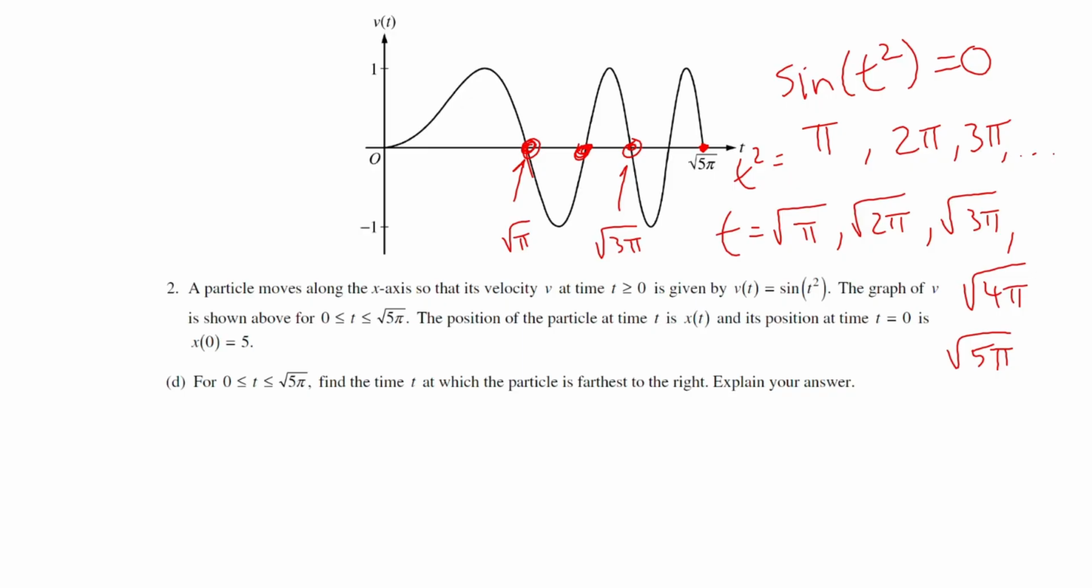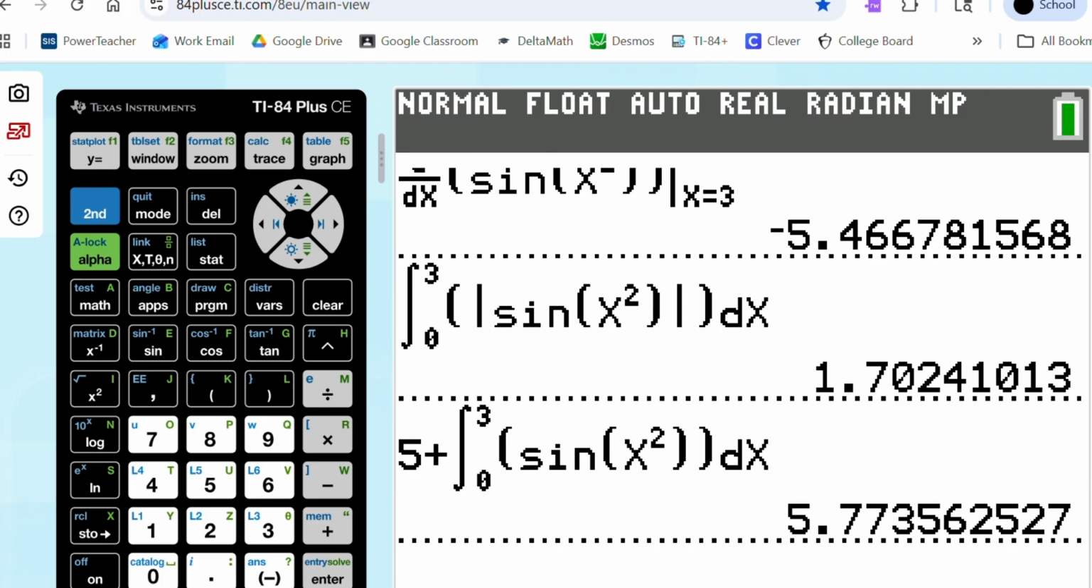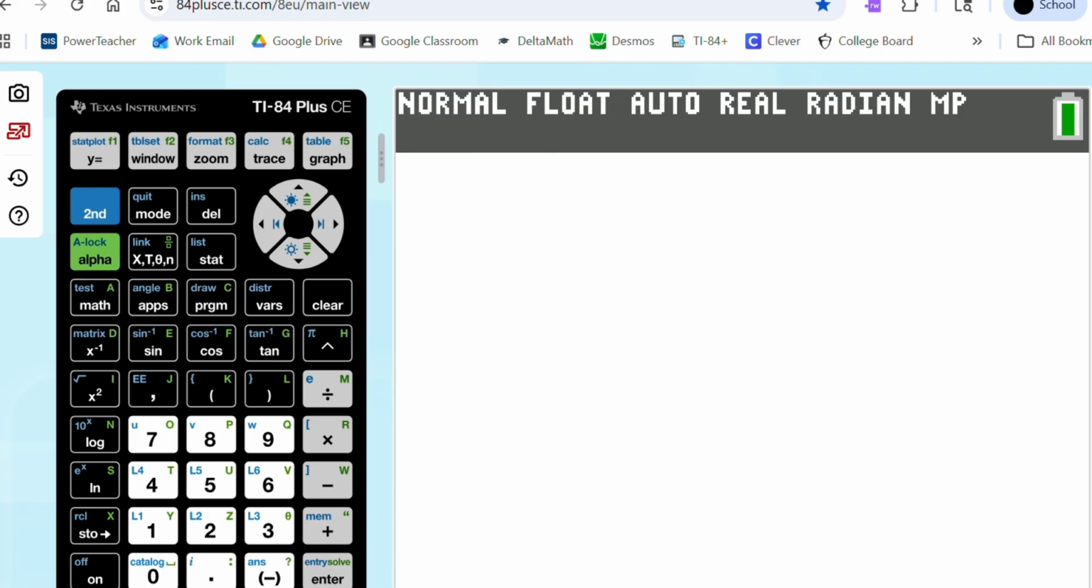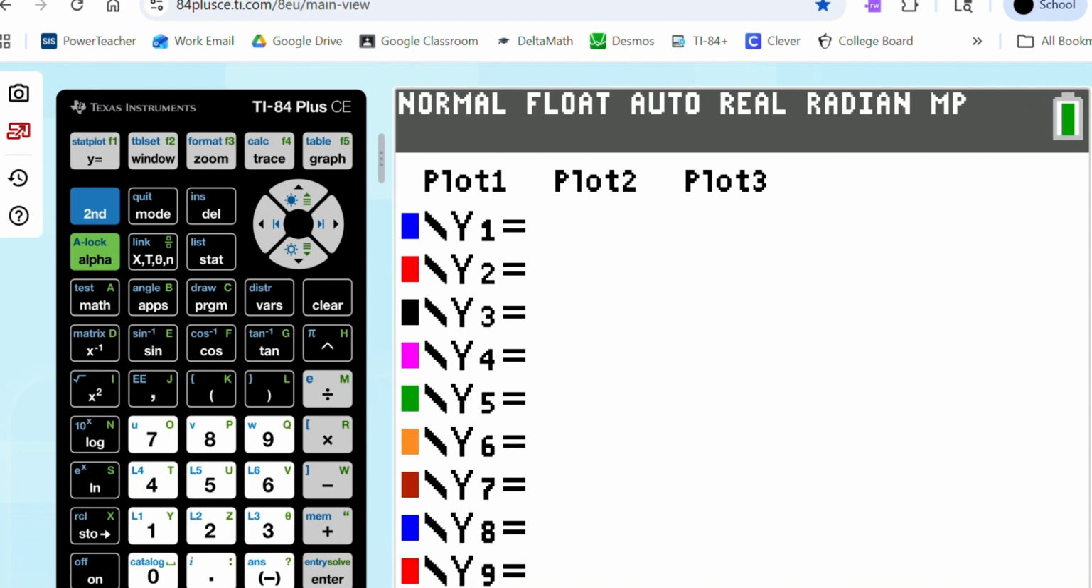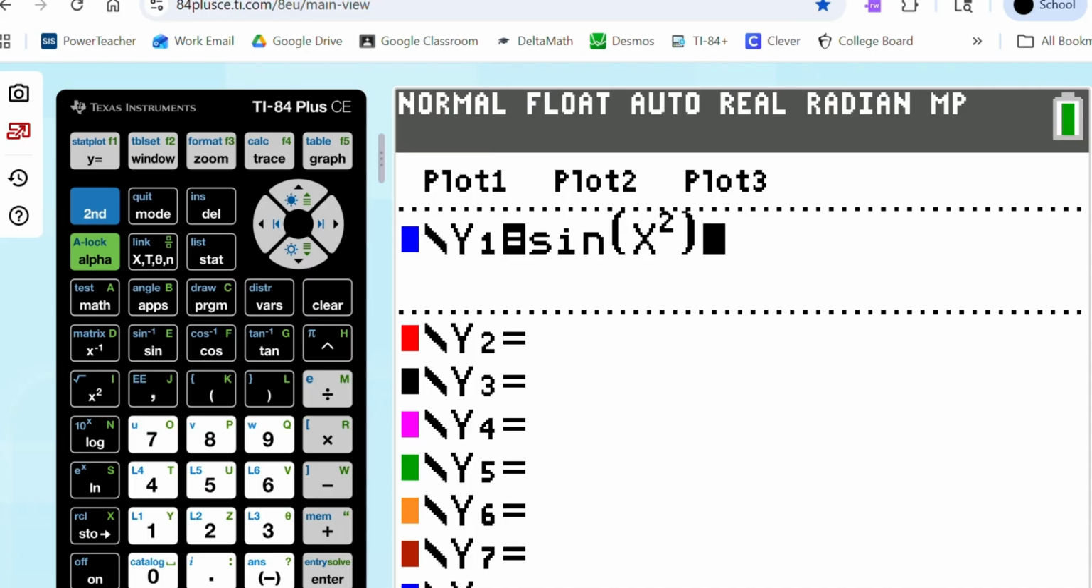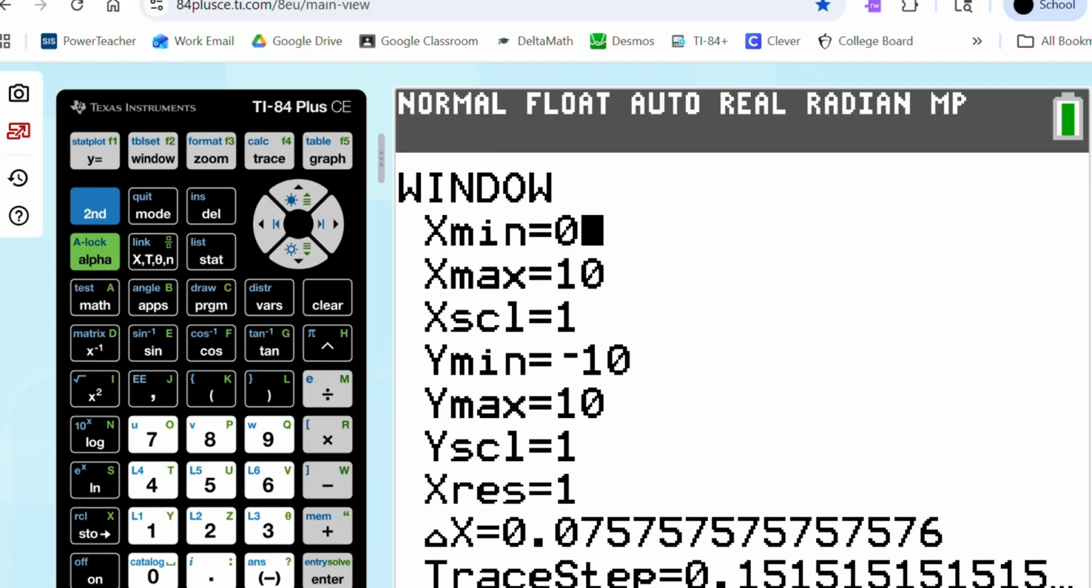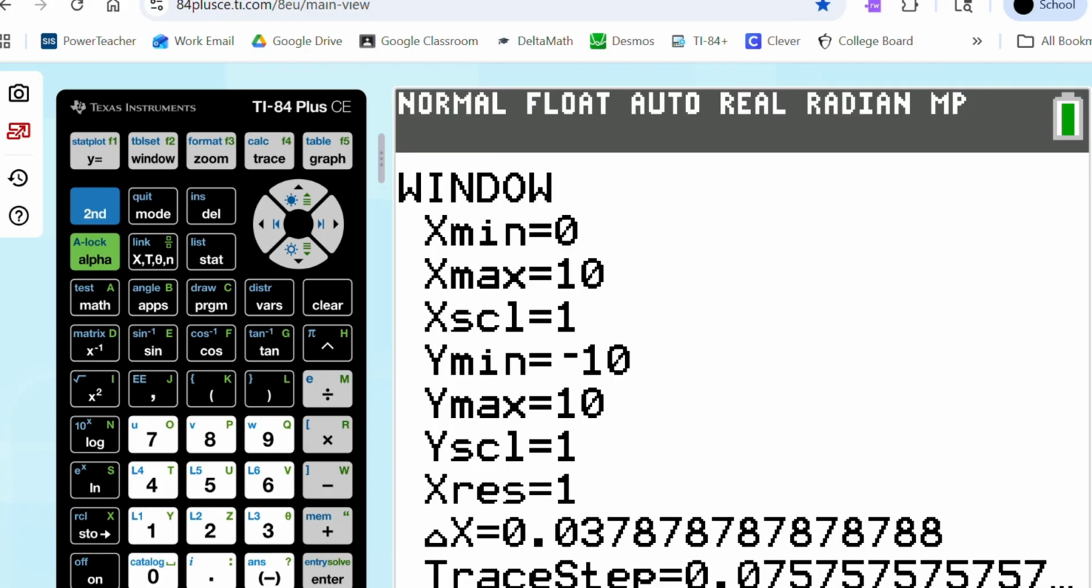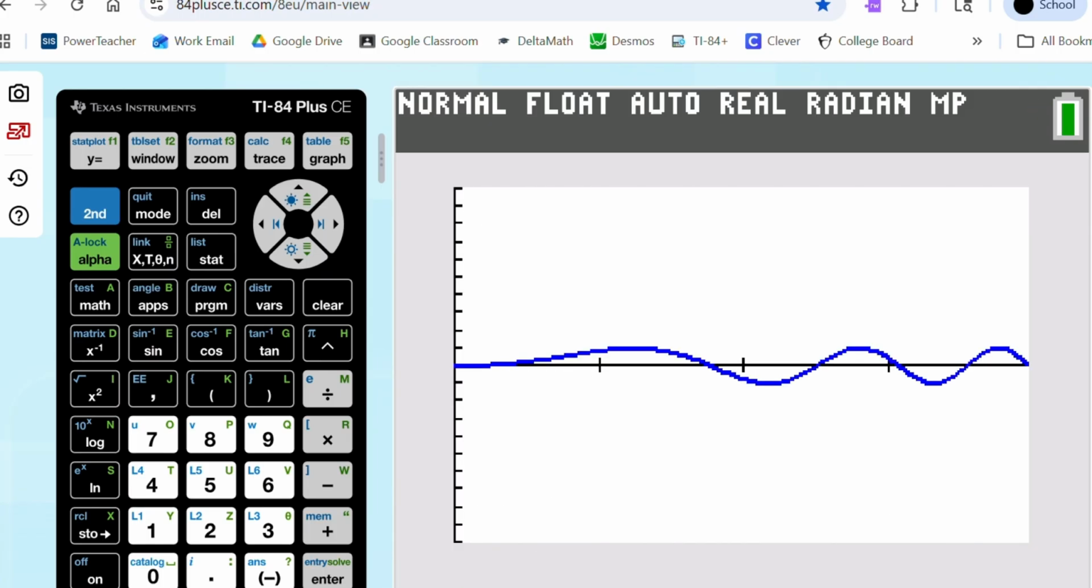And so you can find them by hand, or you can go in and graph them on your graphing calculator. Y equals the sine of x squared. And we might as well change our window by hitting the window button up in the top left from 0 to the square root of 5 pi, because that's the interval that we're looking at. If you graph that, we get basically a compressed version of what the graph on the AP test showed you. And you can find those intercepts.